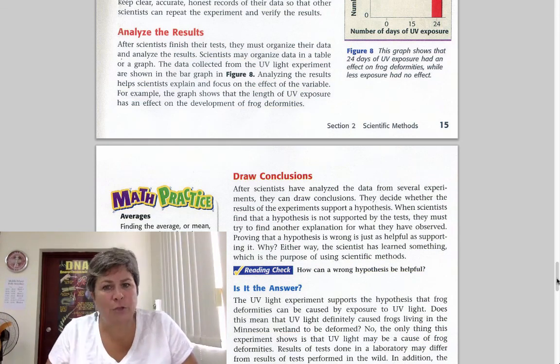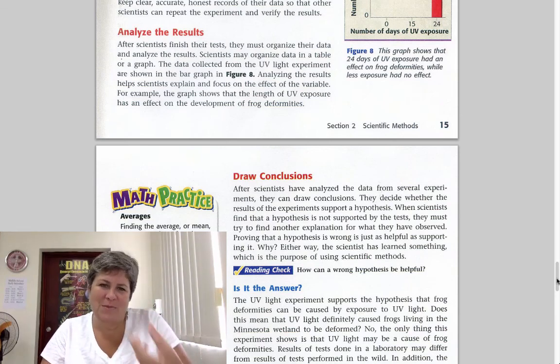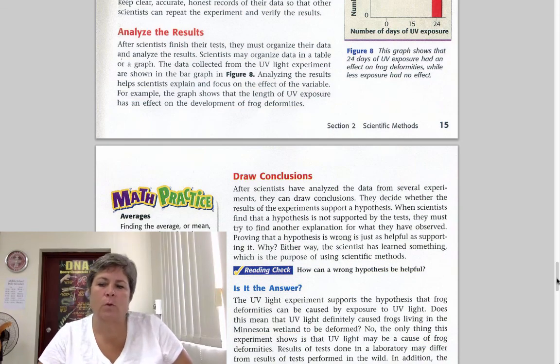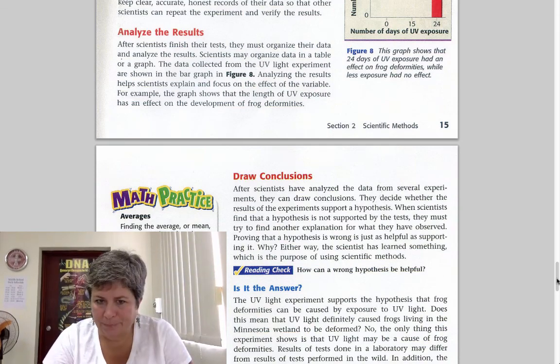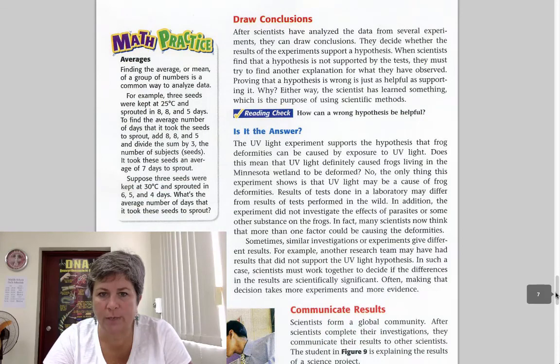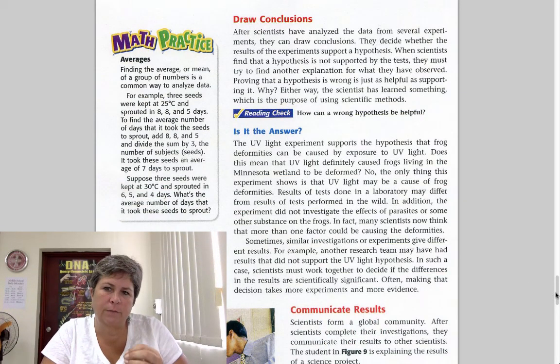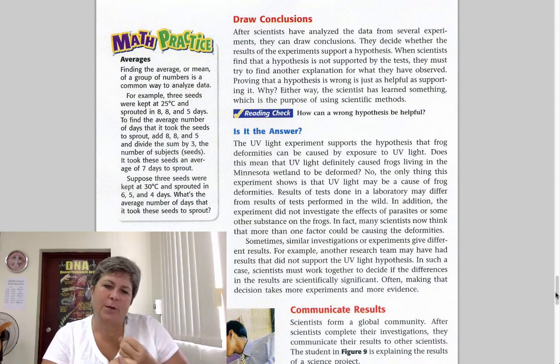So you could say that your hypothesis was supported. So we know that that's what that data means, is that yes, UV light exposure can cause deformities in frogs. Now, when you go to the next step, which is draw conclusions, this is where it gets a little bit tricky. Okay, you have to include, first of all, you have to restate your hypothesis.